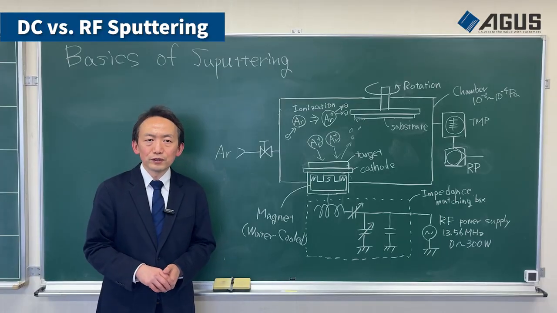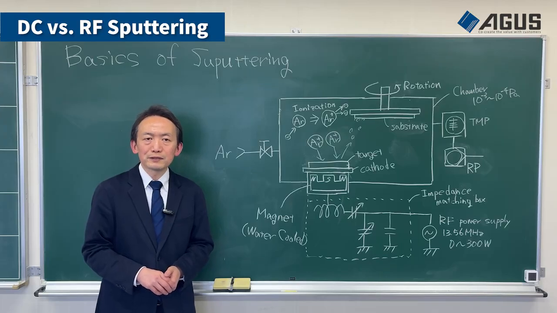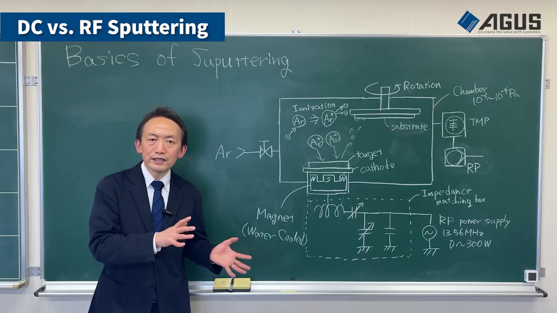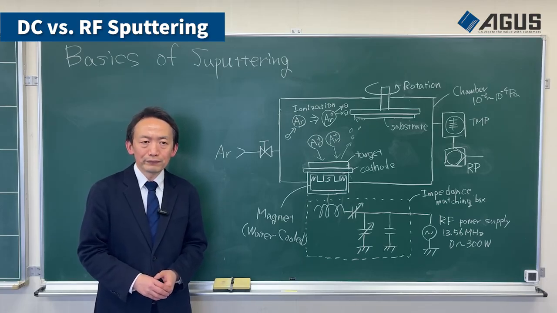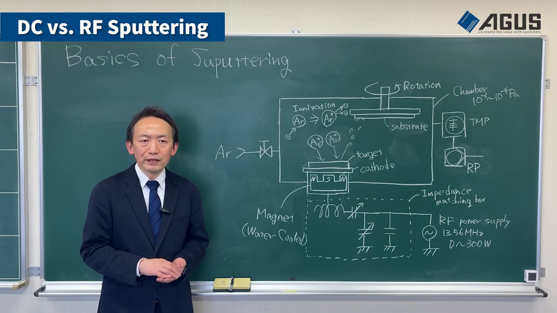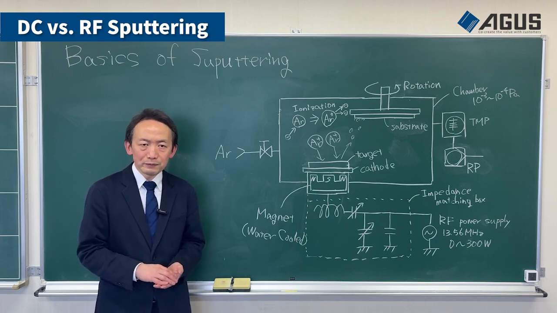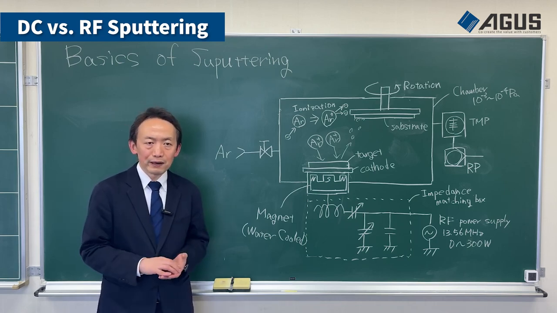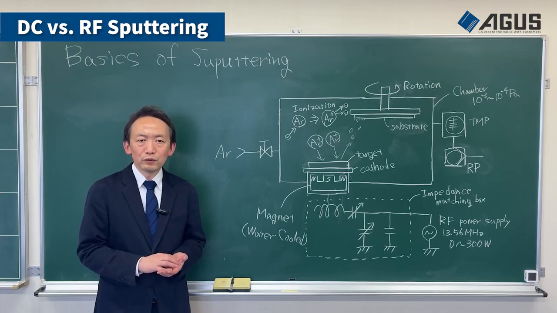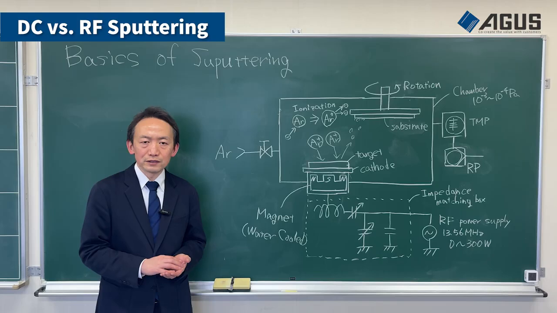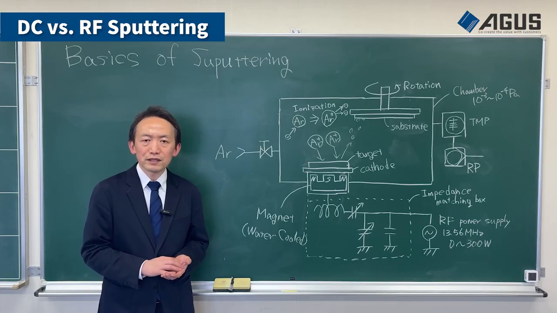Next, let's look at the two main types of sputtering, DC and RF. DC sputtering uses a direct current power source. It's great for metal targets like aluminum, titanium, and copper. However, it cannot be used for insulating materials because plasma discharge is impossible.